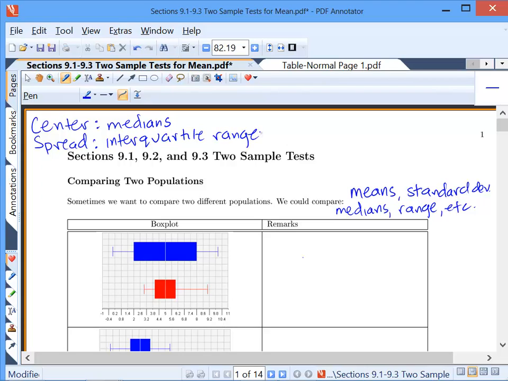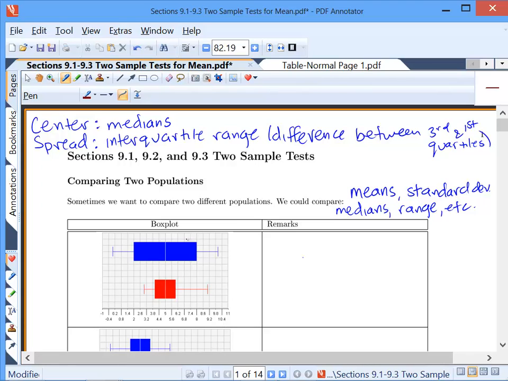The interquartile range is just the difference between the third and first quartile. The reason it's easy to look at that on a box plot is your box goes from your first to third quartile. So the box length is your interquartile range. Now, that's not the only way to compare center and spread. Usually we look at the mean and standard deviation, but that's hard to do on a box plot. So as far as the box plots go, we're going to look at the medians and the interquartile range.